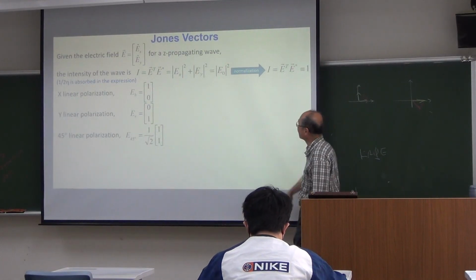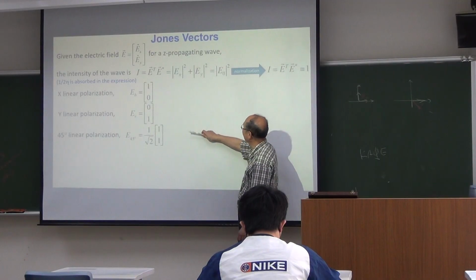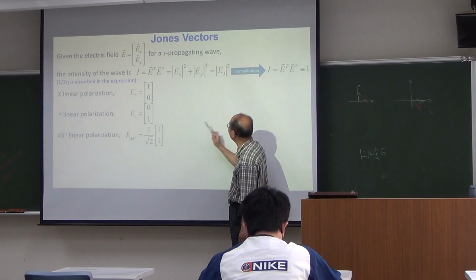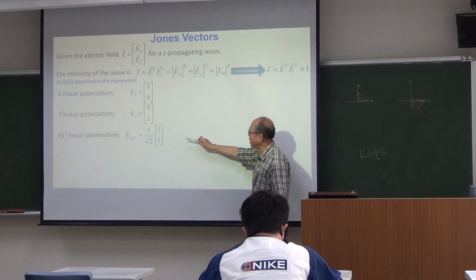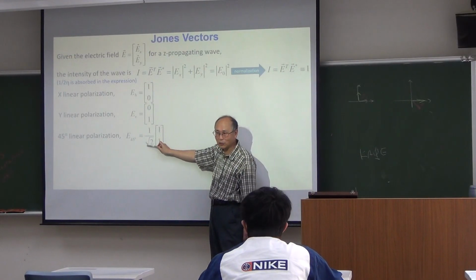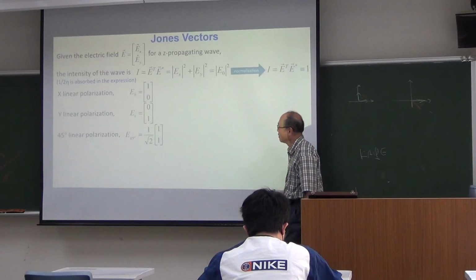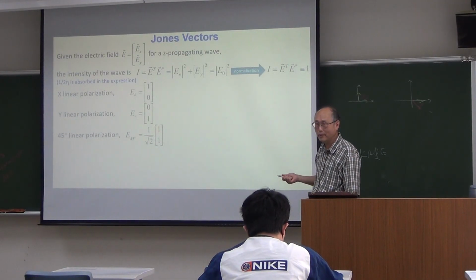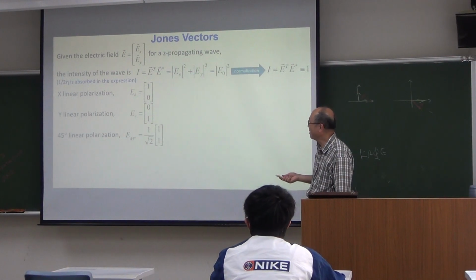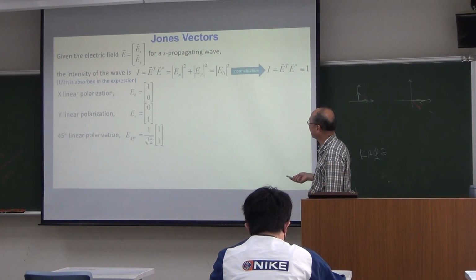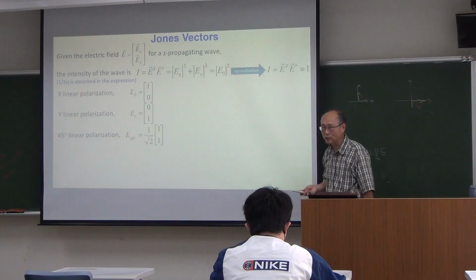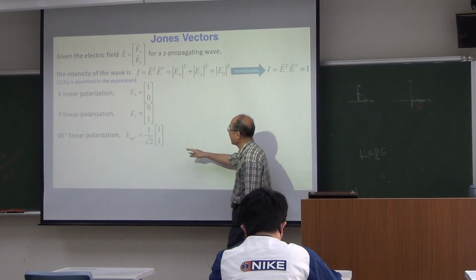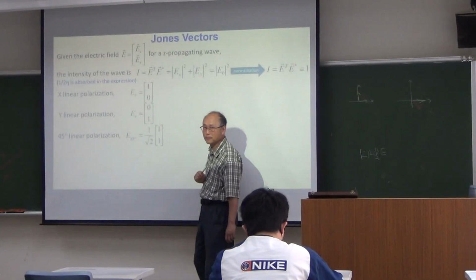If you try to do this calculation, then you'll end up having 1/2 plus 1/2 equal to 1. So that's why you have a normalization factor in front of this. Okay, is there any question about this? So far, it's quite straightforward. Okay. Everything is normalized to 1 when you talk about Jones vectors. But if we need to keep track of the power or intensity, then put an amplitude in front of it.